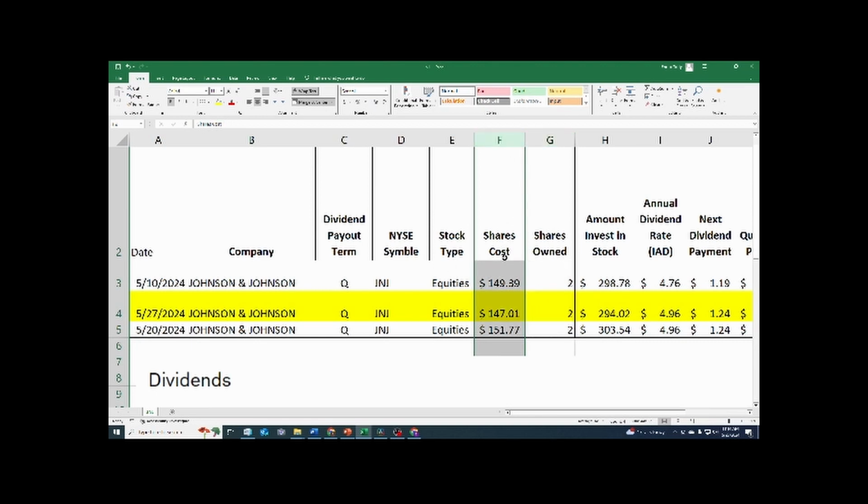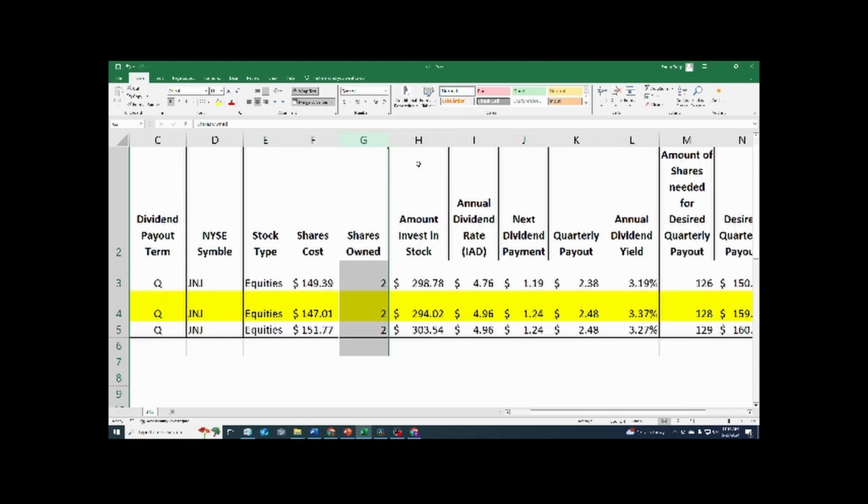Second, shares cost. So whenever you purchase a share of stock, it's based on that day and that day only. I purchased this stock for $149.39. On May 10th, I purchased this stock at $149.39. I purchased 2 shares, like I said. So we'll stop at this row, because these go into a little bit more explanation. The amount invested in the stock, $298.78.